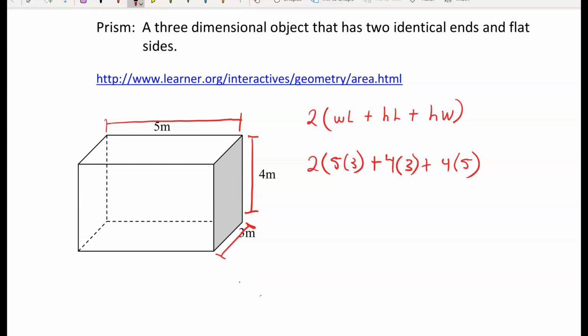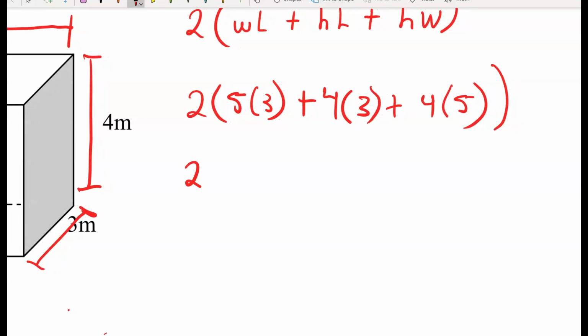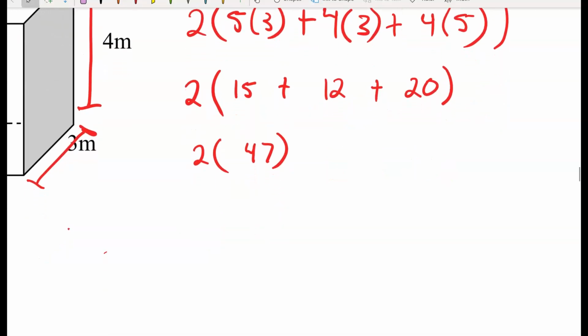Now that we have it set up this way, we can calculate each individual part inside. So the 2 comes down again, and we have 5 times 3, which is 15, plus 4 times 3, which is 12, plus 4 times 5, which is 20. Close that bracket. Now we have to add all this together before we do our multiplication. So 15 plus 12 plus 20 gives me 47. And the last thing I'm doing is 2 times 47, which gives me 94.